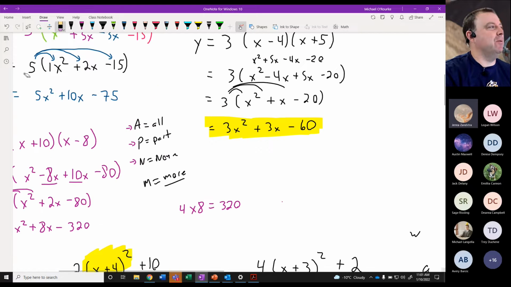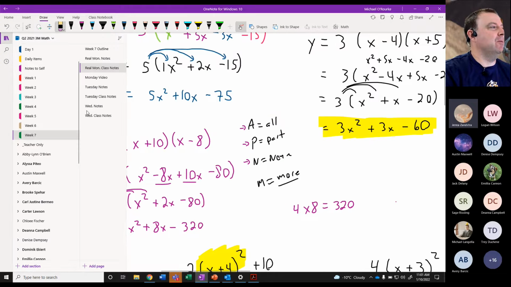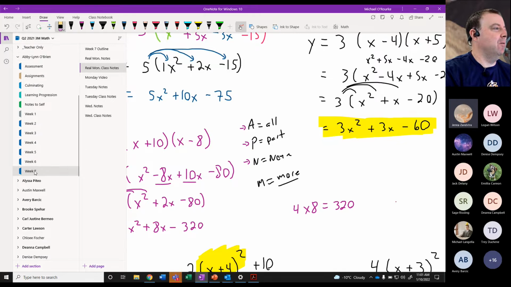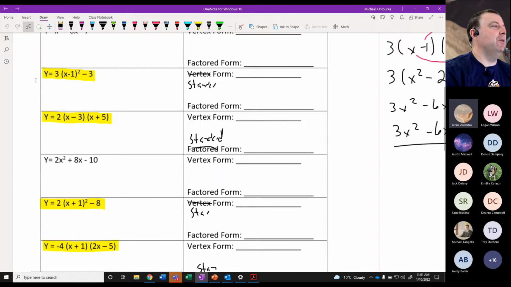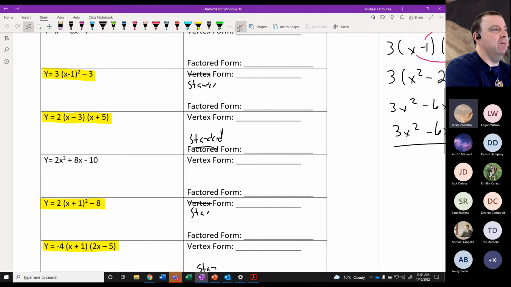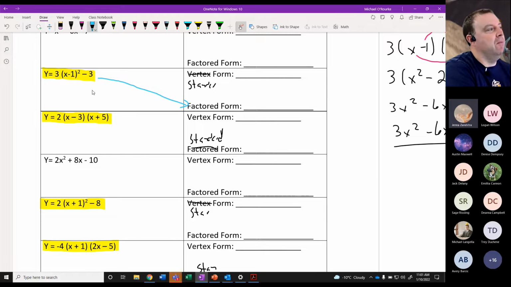Or do we want, let's do a practice question. Let's do one more practice question. Go to your homework. I'll pull up one from your homework. What did we do? Let's try this one here. Okay, so I want you to take this one. I want you to take this one here to factored form. Okay.